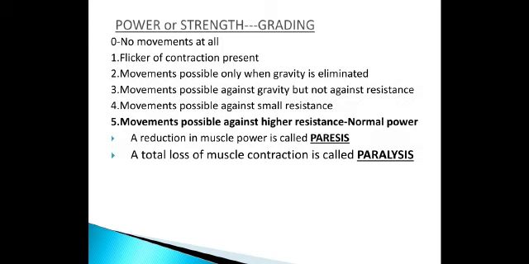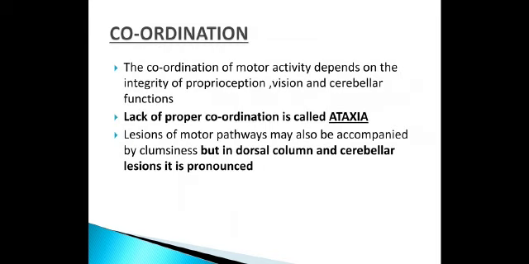Weakness of muscle may occur in the absence of paralysis. It occurs due to myasthenia gravis, myopathies and myotonic dystrophies. So what is coordination?